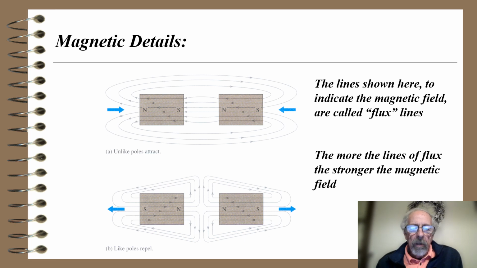Here we have two more pictures, and the top one shows the south and the north pole attracting one another, and the bottom one shows the north poles opposing one another. So the force on the top is to pull them together, the force on the bottom is to push them apart. Lines shown here to indicate the magnetic field are called flux lines. The more the lines of flux, the stronger the magnetic field.